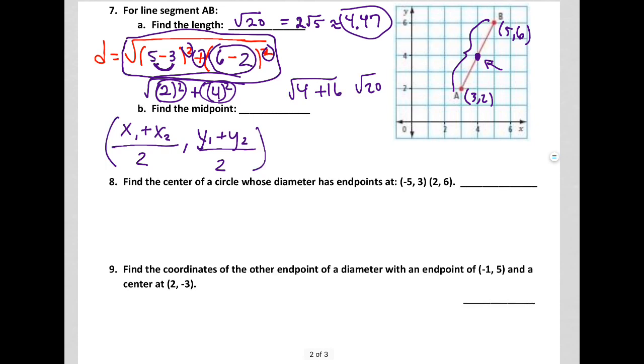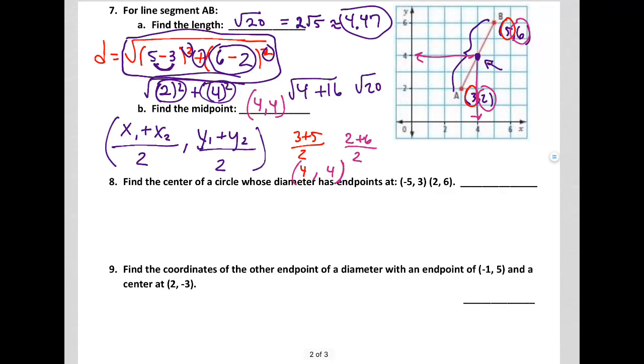So if I look at my x values, they're 3 and 5. If I average 3 and 5 together, I get 8 over 2, which is 4. And then I need to average my y values, which are 2 and 6. So 2 plus 6 divided by 2. That is 8 again divided by 2, which is 4. So it looks like my midpoint is 4, 4. Which is my estimation. My estimation is 4, 4. So not a decimal, it's exactly 4, 4.